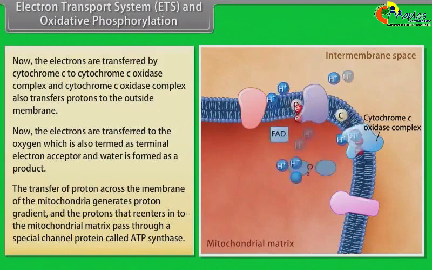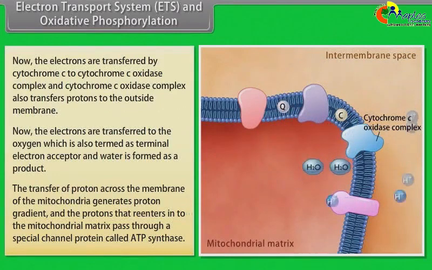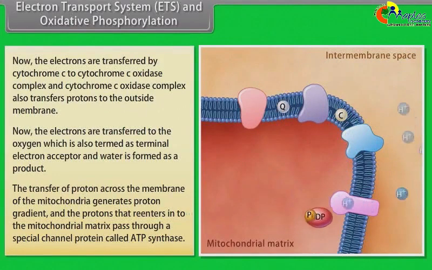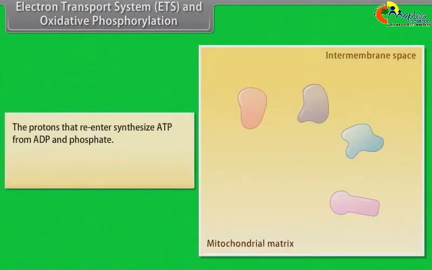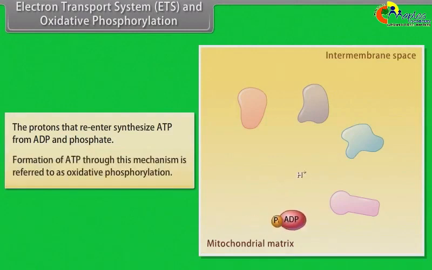re-enter the mitochondrial matrix pass through a special channel protein called ATP synthase. The protons that re-enter synthesize ATP from ADP and phosphate. Formation of ATP through this mechanism is referred to as oxidative phosphorylation.